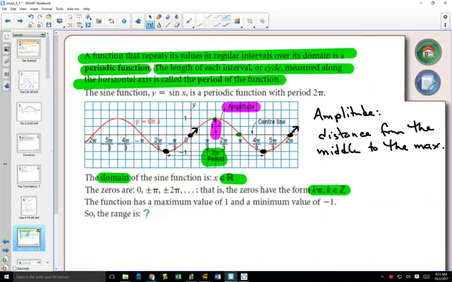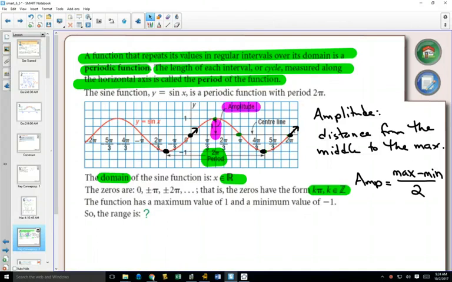There's a simple definition: distance from the middle to the max. Or we could figure it out. If you figure out your maximum value and you subtract your minimum value, in other words, figure out the distance between your minimum and your maximum, that would always be 2 amplitudes. So you could divide that by 2. Yes?